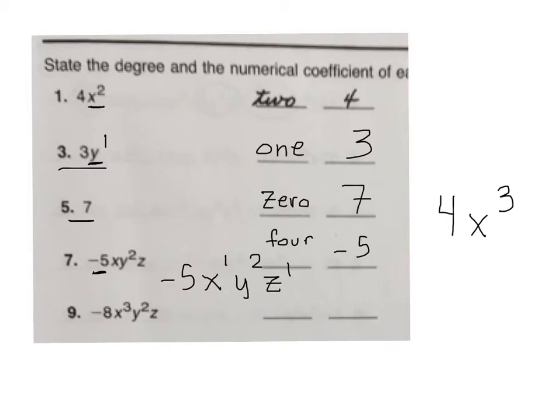Okay, let's look at number 9. What is the numerical coefficient on number 9? -8. Okay, and now I look at the degrees, right? And I say, okay, x is to the third, y is to the second. 3 plus 2 is? 5. What's z's exponent? 1. So I've got 3 plus 2 plus 1, which is? 6. That's what's called the degree. So if I ask you the degree, that's what you would tell me.